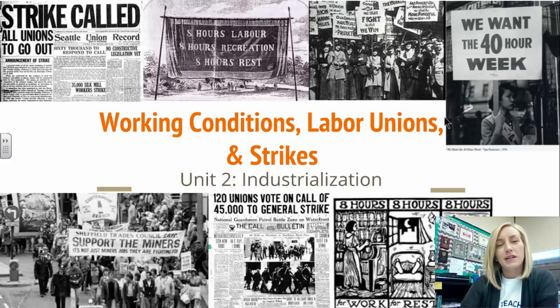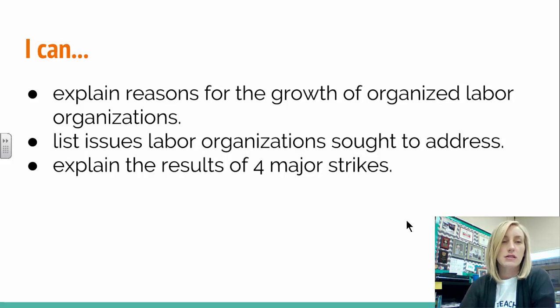Hello and welcome to our final set of notes in Unit 2 on industrialization. In this set of notes we'll be talking about working conditions in those factories that we've been talking about, the labor unions and strikes that arose because of those working conditions.